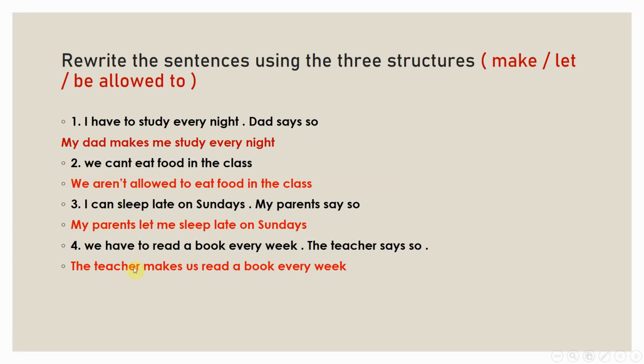In sentence number 5, we have: we have to read a book every week, the teacher says so. This sentence has a similar meaning to sentence number 1. So in this sentence here we have "have to." Have to has the same meaning as must, the obligation to do something.